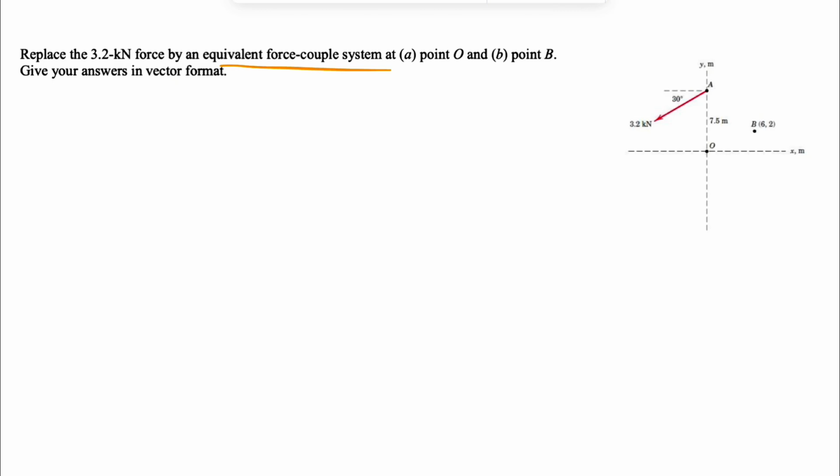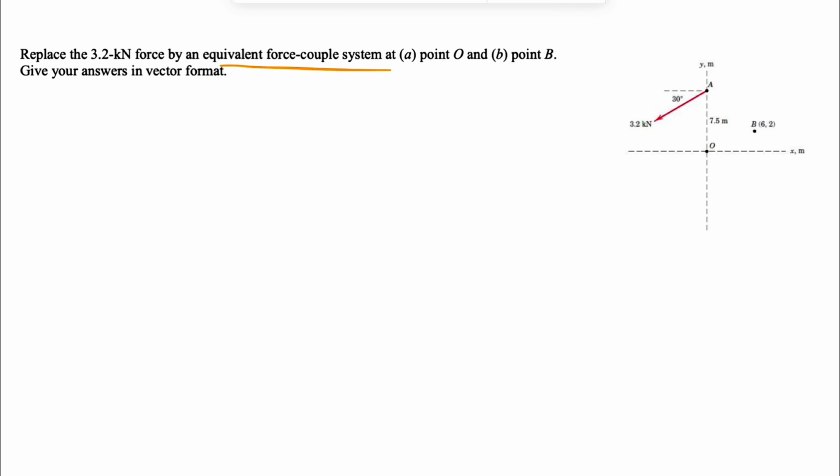So we have to replace the 3.2 kilonewton force that is applied at point A by an equivalent force couple system at two different points, one at point O and the other one at point B. And we need to give our answers in vector format. So we can start with our 2D shortcut.